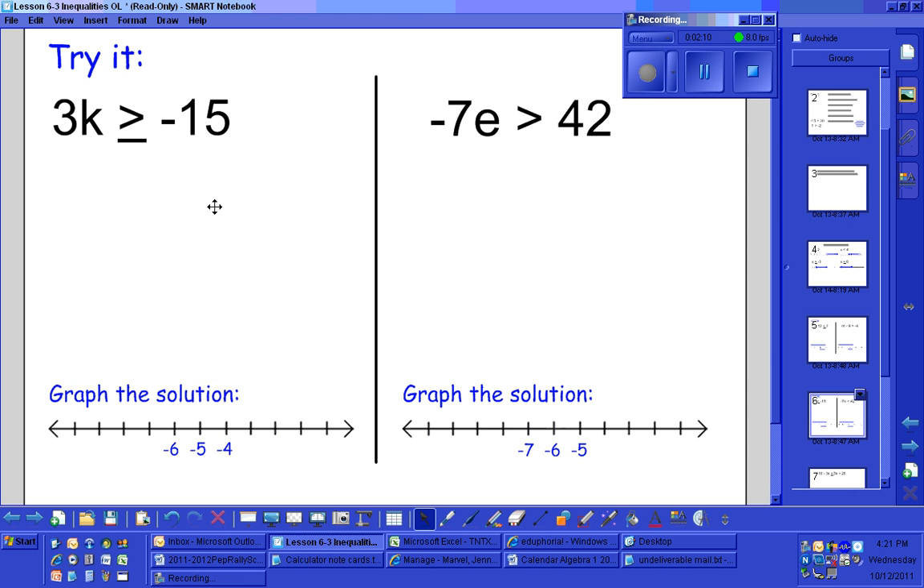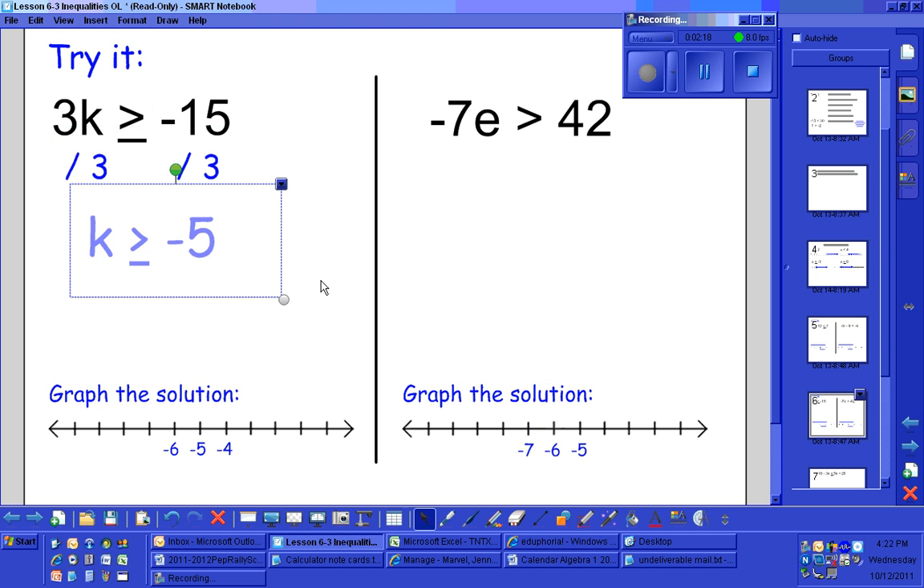To solve the inequality 3k is greater than or equal to -15, we would divide both sides by 3 to cancel out the multiplication. Here's our solution. And the graph is all values that are greater than or equal to -5. Oops, I see an error. That should be filled in.